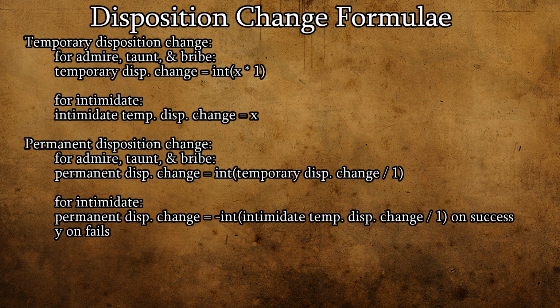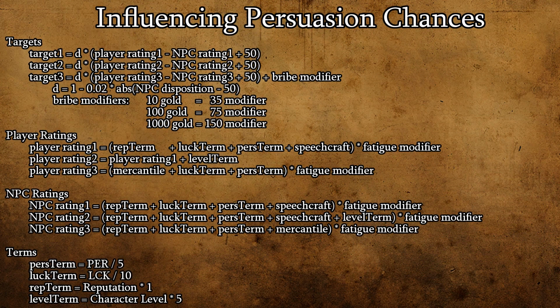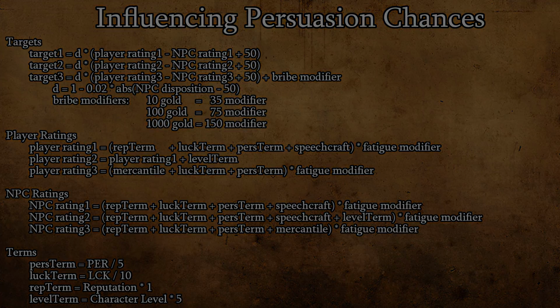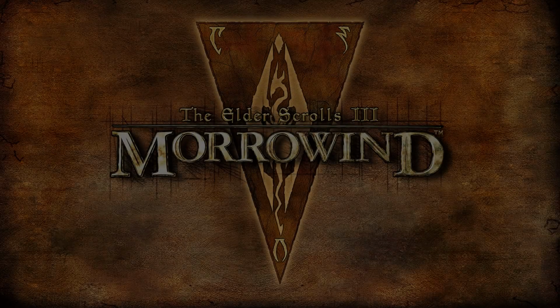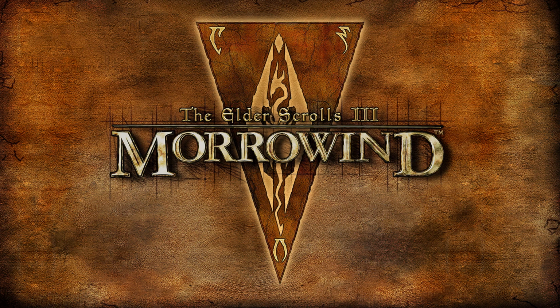At the end of the day, though, this information isn't useful to us, really, from a player perspective. What's important is knowing what goes into the success or failure checks for each form of persuasion, which we already covered. Alright, that ought to do it for disposition and persuasion in Morrowind. Despite needlessly complicated and, in some cases, buggy coding, the mechanics of the system is simple enough to wrap your head around, and get more out of it if you're so inclined.